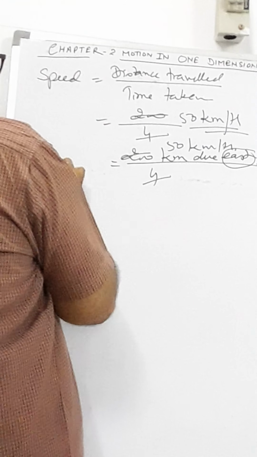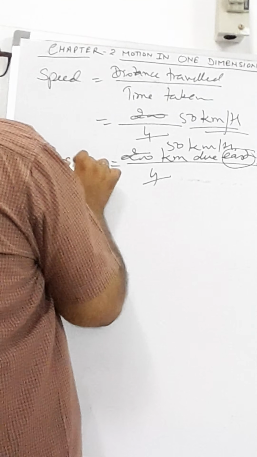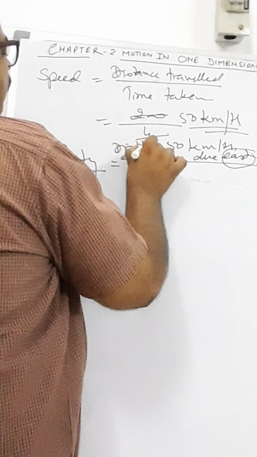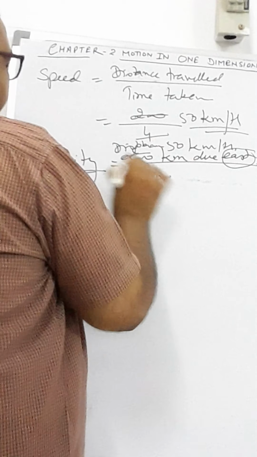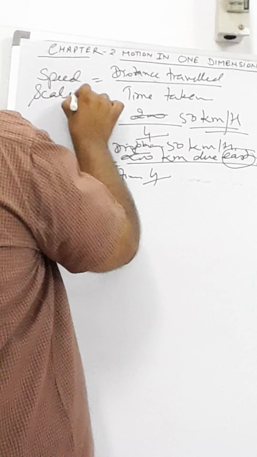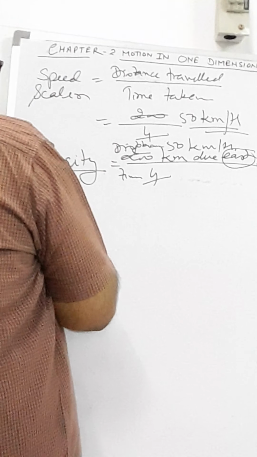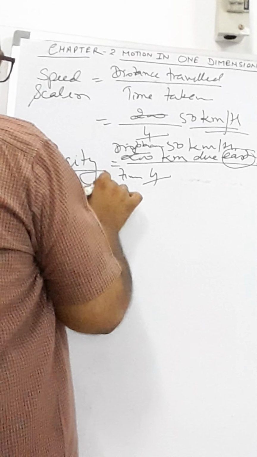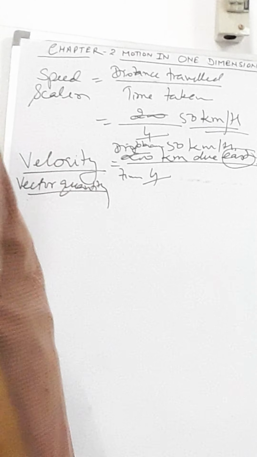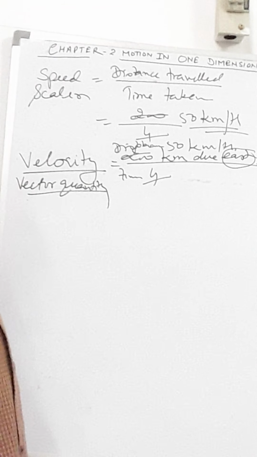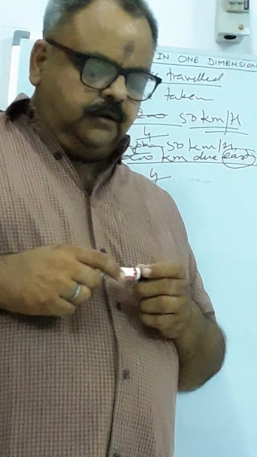This will be velocity. Velocity is displacement upon time. Speed is a scalar quantity, without direction, and velocity is a vector quantity.